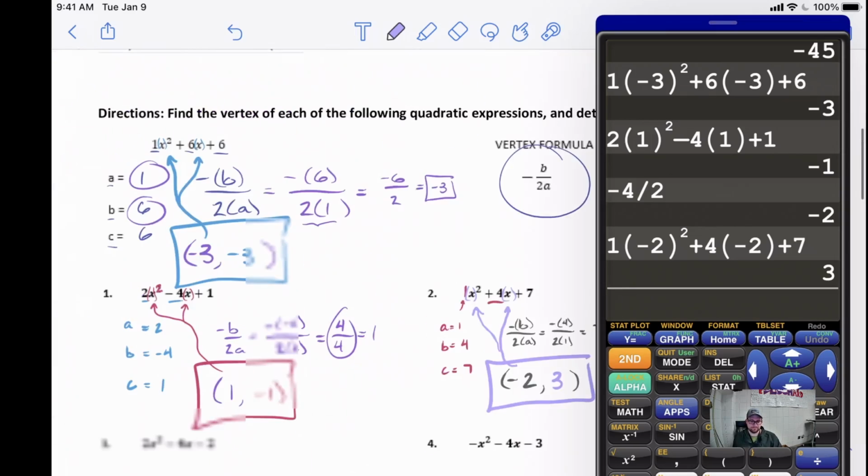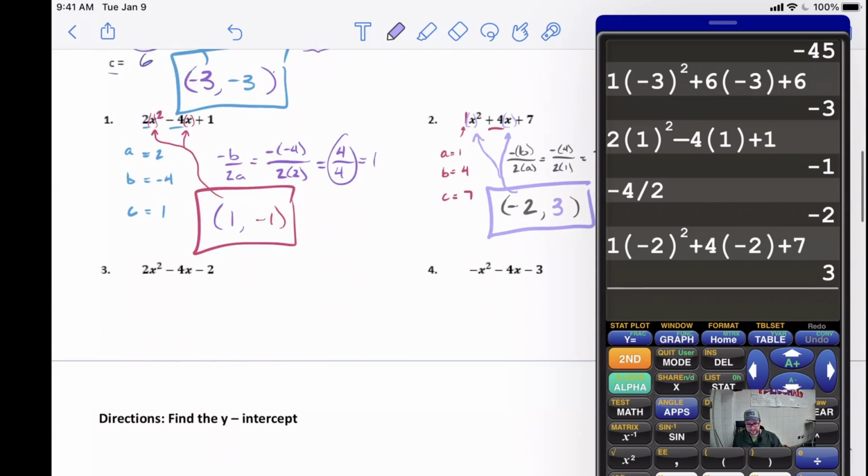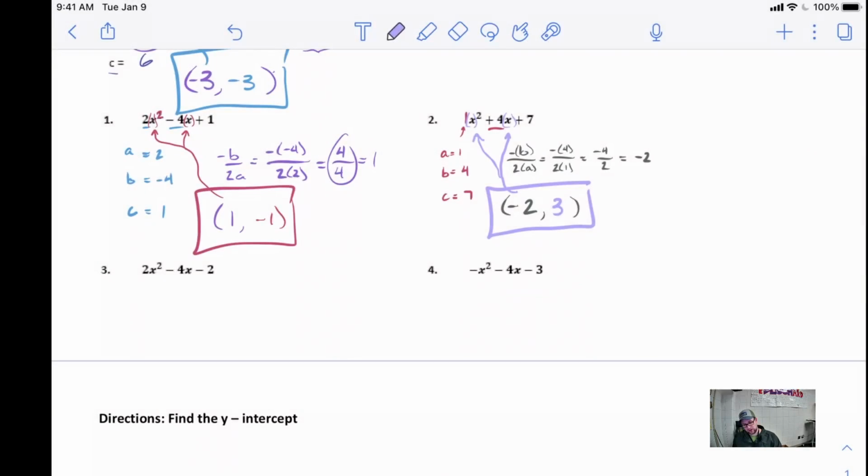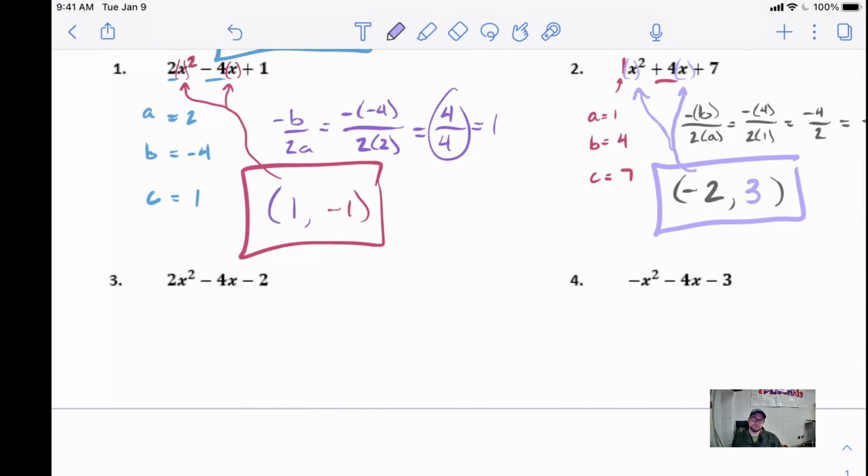Nice job. So again, like I said, I'm going to save problems 3 and 4. I want you to practice those on your own, because that's exactly what you're going to have to do on the test on Friday.